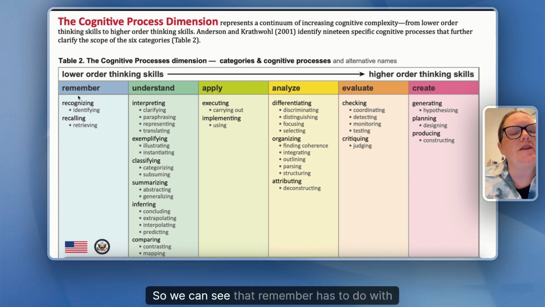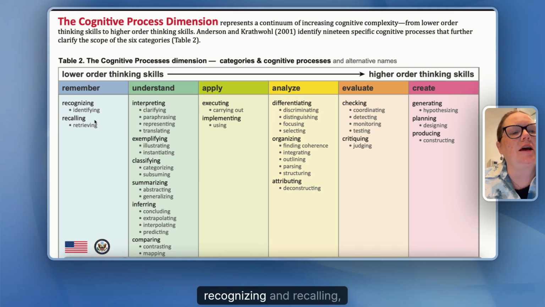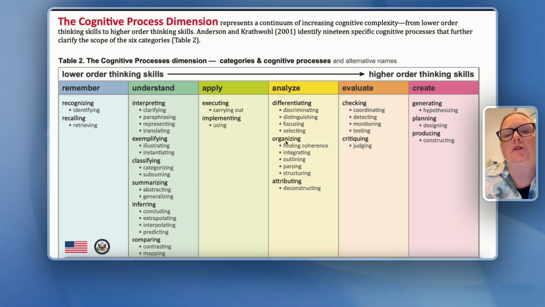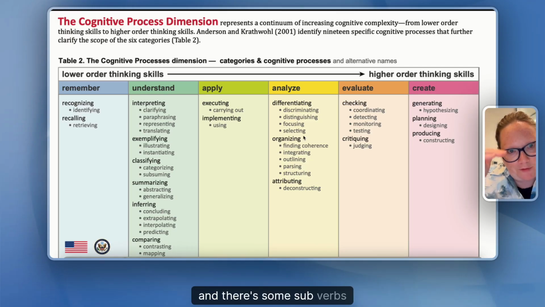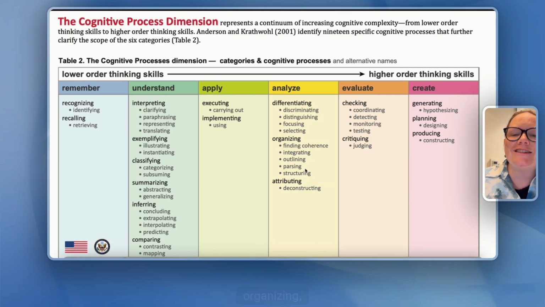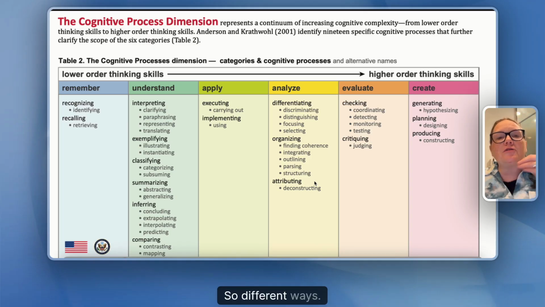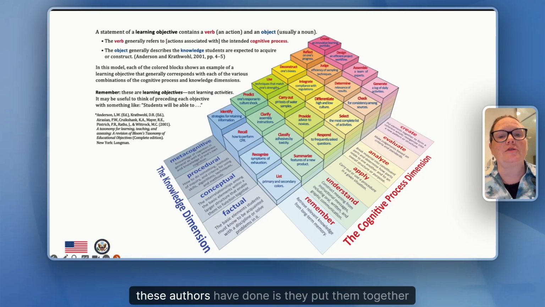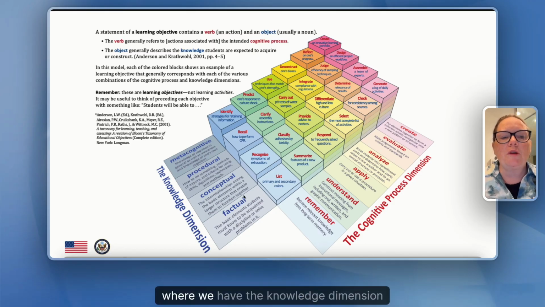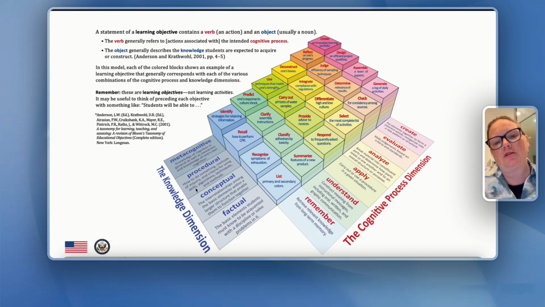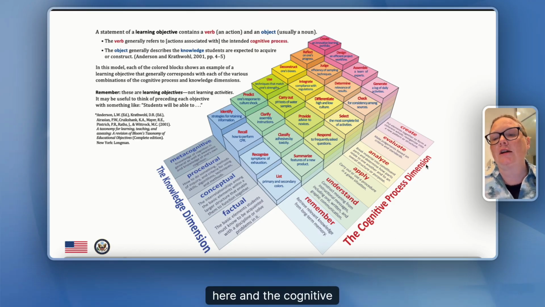So we can see that remember has to do with recognizing and recalling. Analyze has to do with differentiating, and there's some subverbs: organizing, attributing, right? So different ways. And then what these authors have done is they put them together in this model where we have the knowledge dimension here and the cognitive process dimension here.